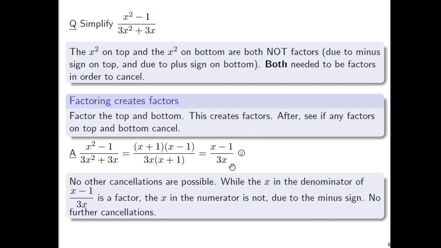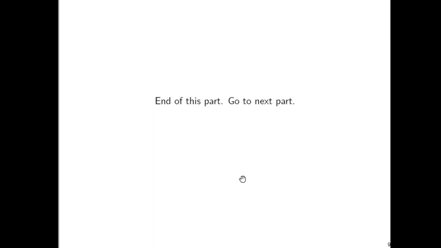The x in the denominator is a factor, right? The 3 times x, okay? But the problem is that the x in the numerator is not a factor. You have x − 1. See, this x is a term, not a factor. If it were a factor, we could cancel more, but it's not, so there's no further cancellations.